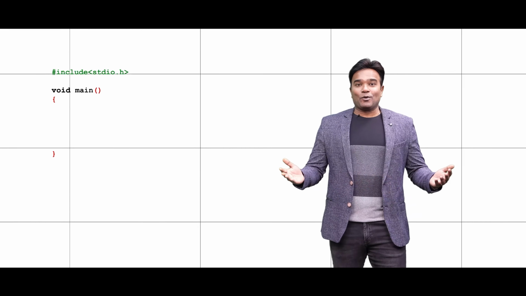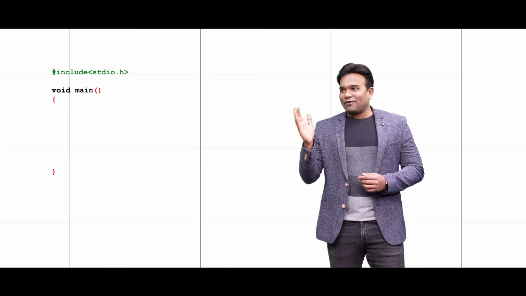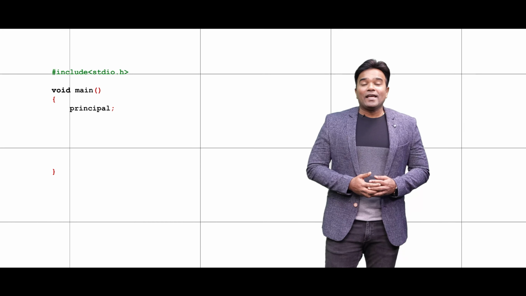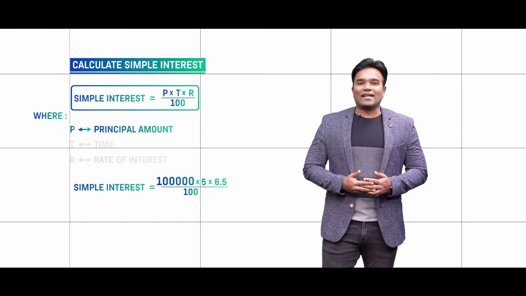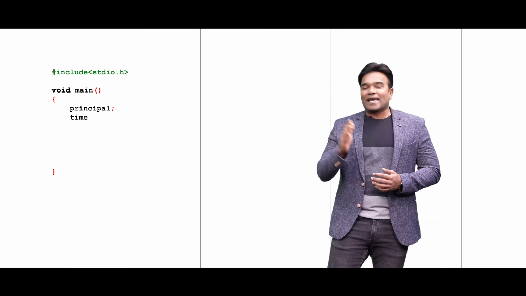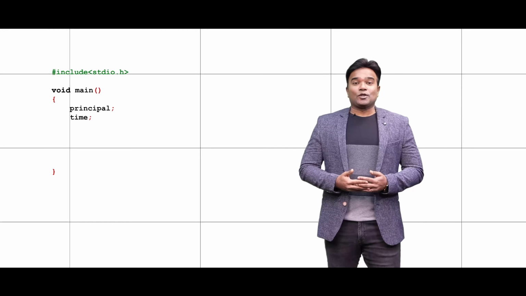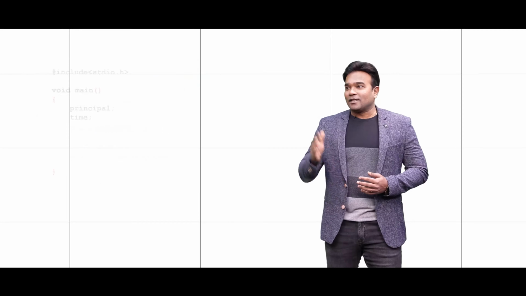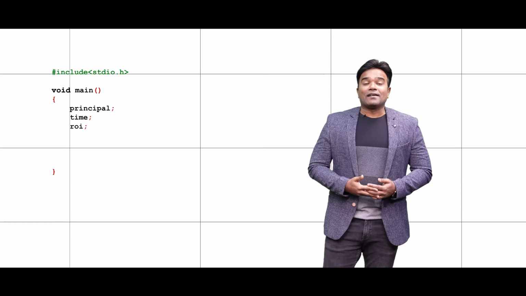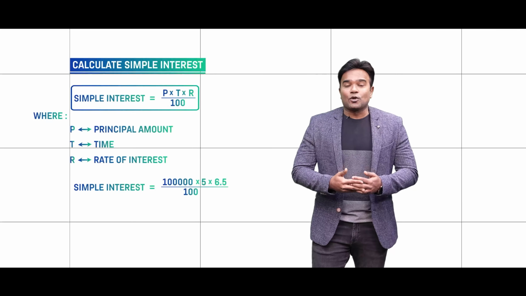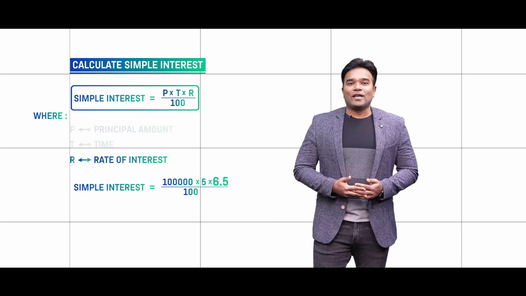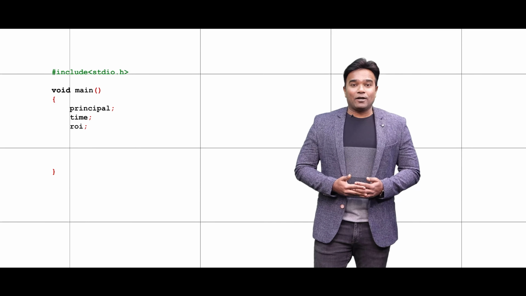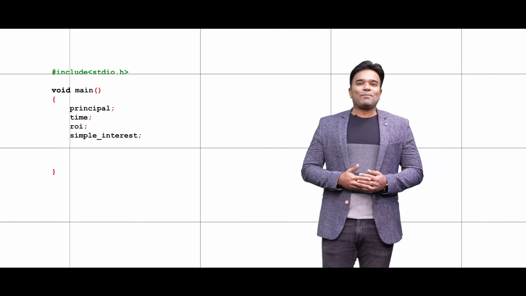Well, you know we would be needing 4 variables. The first variable that I would be needing is the principal, so that I can store that 1 lakh in that variable called principal. The second variable is time, so that I can store that 5 years, that is 5, inside that variable. The third one I would be needing is the rate of interest, so that I can store 6.5 in that, and obviously I should also have a location to store my simple interest.